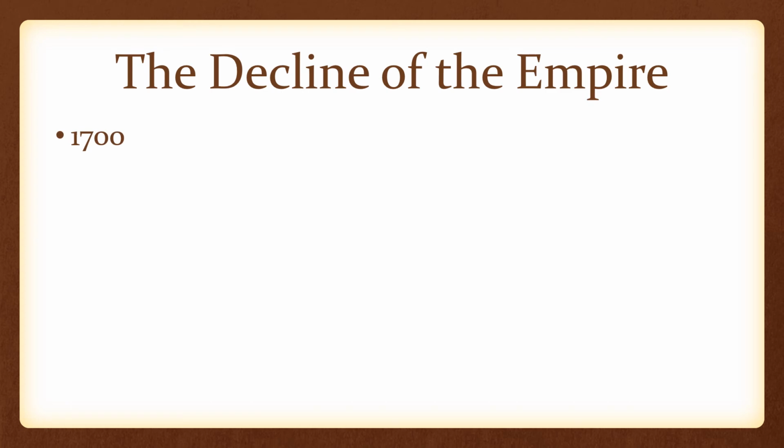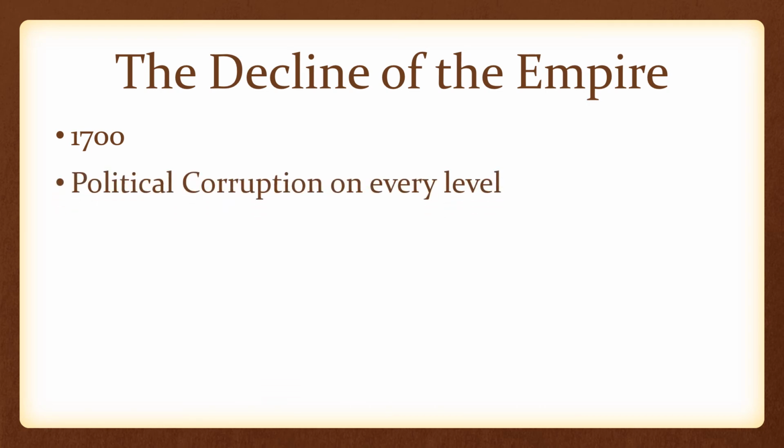In the 1600s they're still pretty powerful, and even in the 1700s they are, but we start to see a steady decline, right? That decline continues to occur throughout the 1700s. Political corruption, this sounds very familiar, right? Political corruption occurs on every level. The schools in which the bureaucracy was trained became very corrupt, and they started to appoint people to positions.